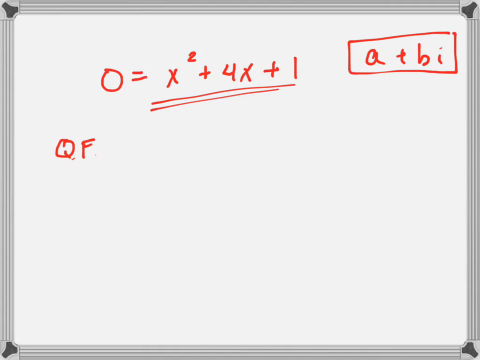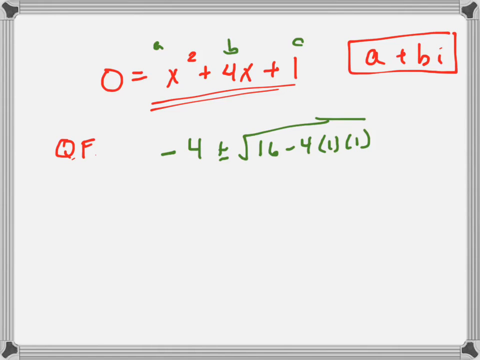The quadratic formula says negative b, and remember a, b, and c. You've got a is 1, b is 4, c is 1. So negative b plus or minus the square root of b squared, which is 16, minus 4ac, which is 1 and 1, all over 2a. It's a bad example, but I'll do this example, then do another one.